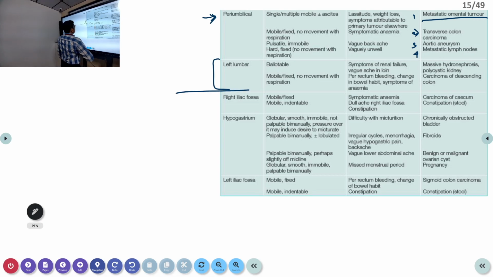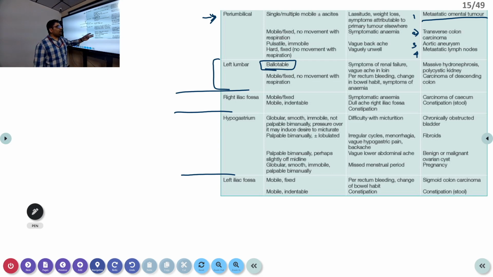Okay, next we will go to the other important areas, the right iliac fossa and the left iliac fossa. Again, the key term will be palpable, which we already discussed. So in right iliac fossa masses, what are the structures we saw? It is the appendix, cecum, and the ovary.